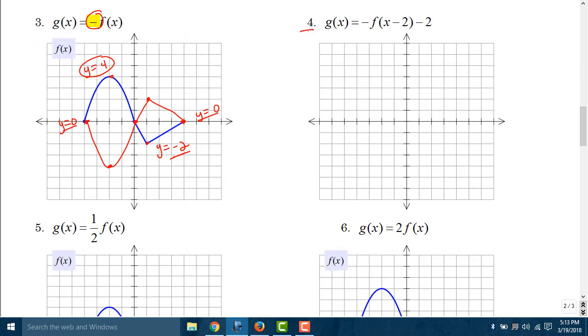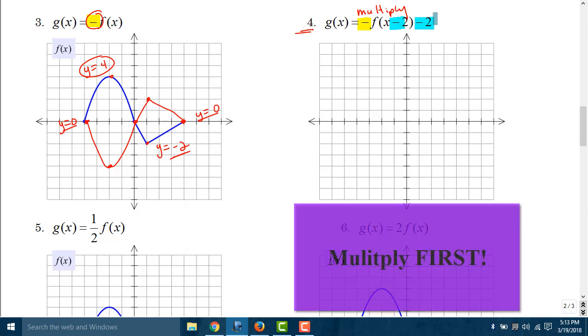Now, problem number 4 puts problems 1, 2, and 3 all together on one graph. Does it make a difference what transformation I do first? Yes, it does. This right here is multiplication. We are multiplying, where this and this, of course, is subtraction. In our order of operations, we need to multiply first. So always do this first.